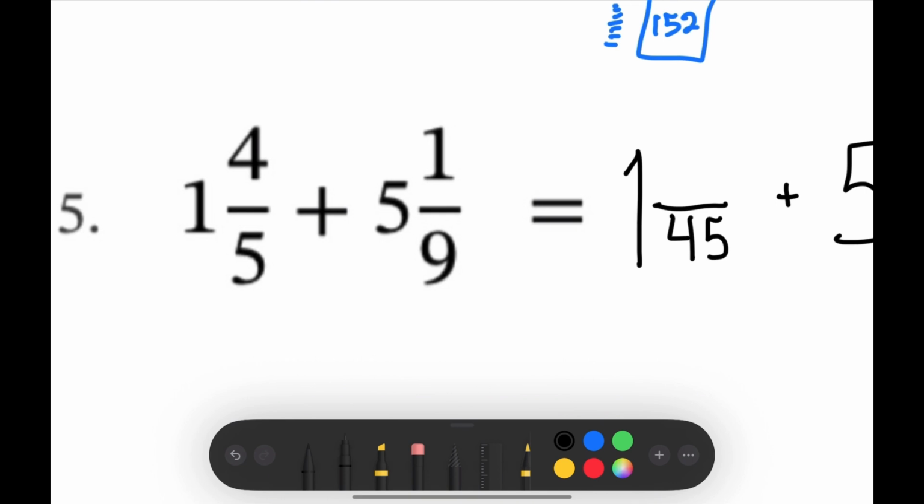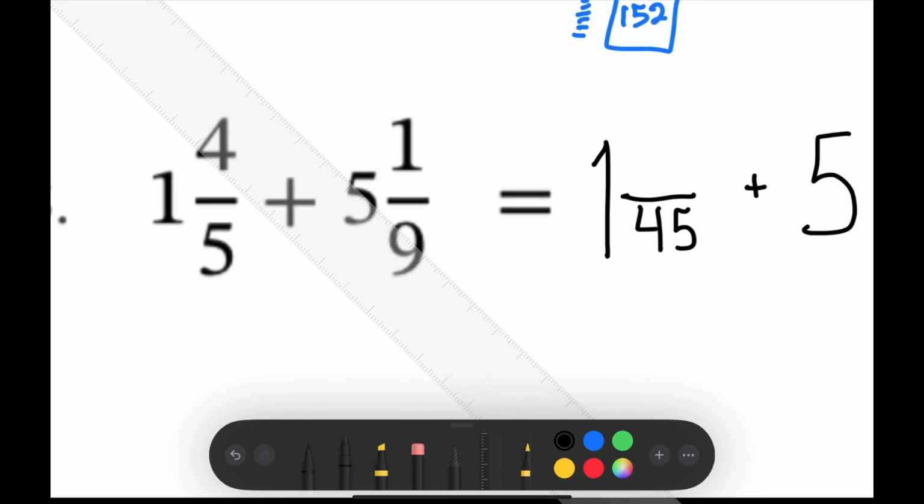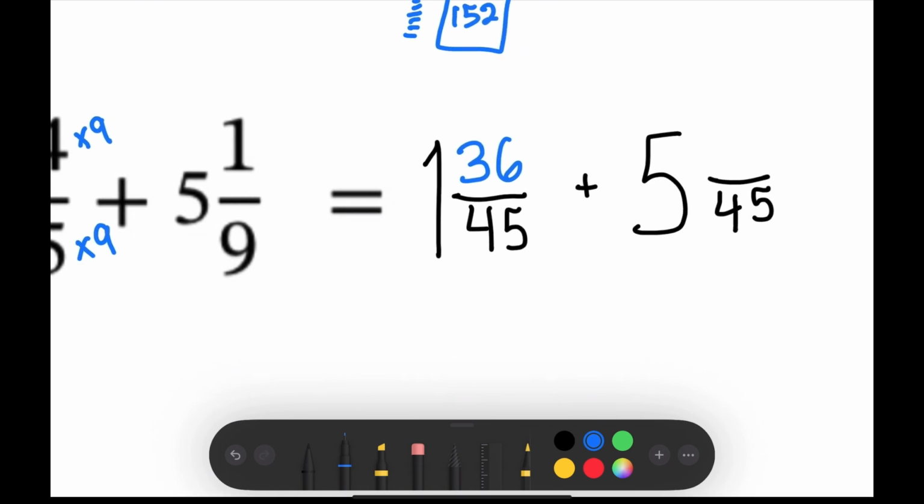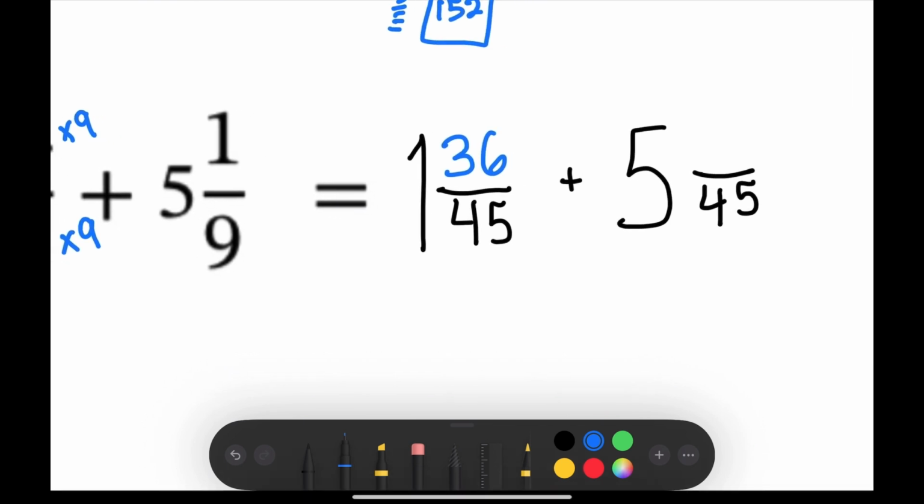So now let's convert these fractions. I know that in order to get 45, I had to multiply 5 by 9. And whatever we do at the bottom, we do at the top. So 4 times 9 is 36. And same here. To get 45, we had to multiply 9 times 5. And whatever we do at the bottom, we do at the top. So 1 times 5 is 5.